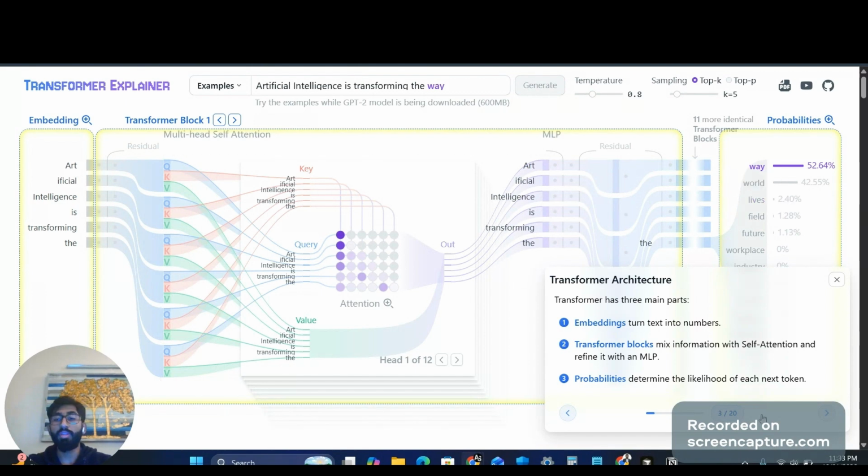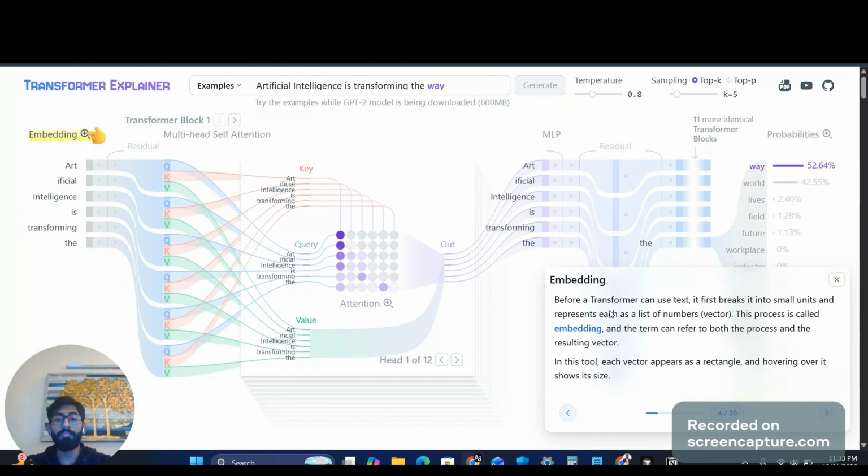So now let's move on to the embedding. What is an embedding? Before a transformer can use the text, it first breaks the text down into smaller chunks or units called tokens and represents each as a list of numbers, or a vector. This process is called embedding, and the term can refer to both the process and the resulting vector. In this tool, each vector appears as a rectangle, and hovering over it shows its size.